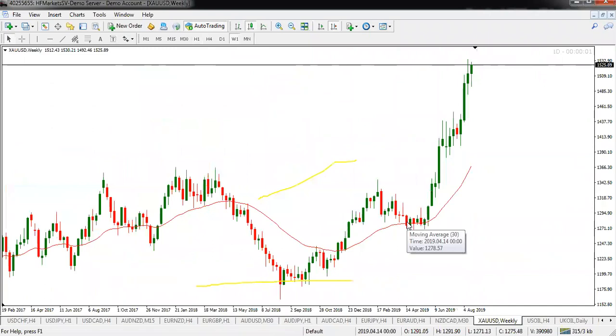So we have uptrend, we have downtrend, and we have consolidation. How do you know an uptrend? How do you know a downtrend?